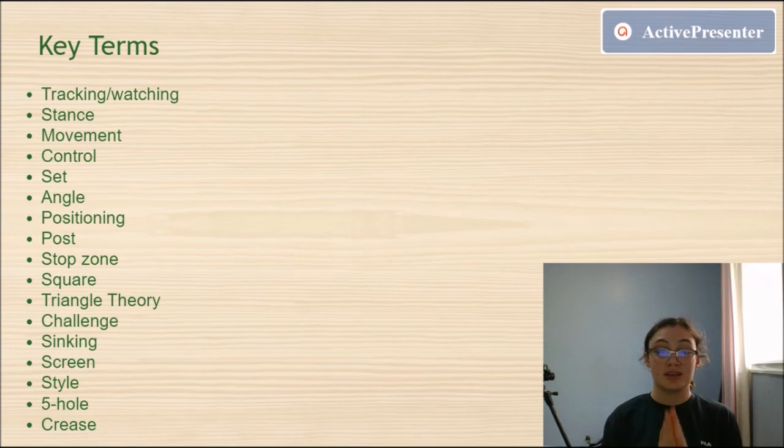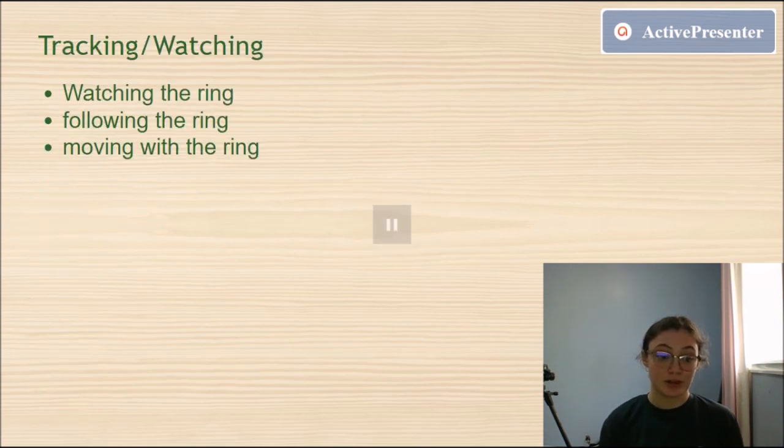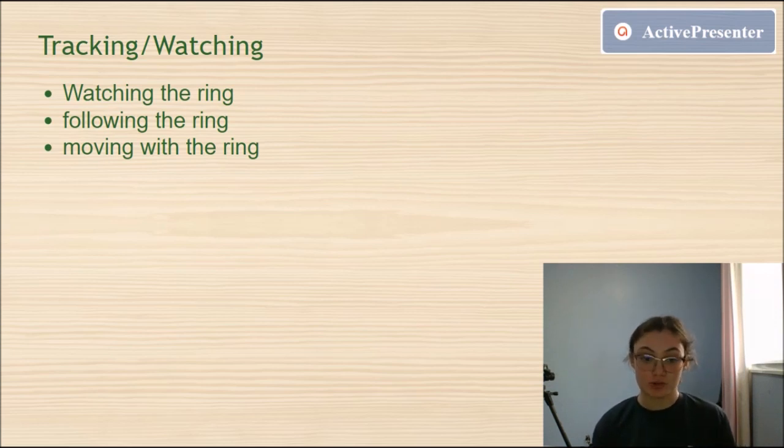So the key terms I'm going to be discussing in this video are tracking and/or watching, stance, movement, control, set, angle, positioning, post, stop zone, square, triangle theory, challenge, sinking, screen, style, 5-hole, and probably the most important one, crease. So tracking/watching means watching the ring, following the ring, moving with the ring, so you always want to have your eyes on the ring.